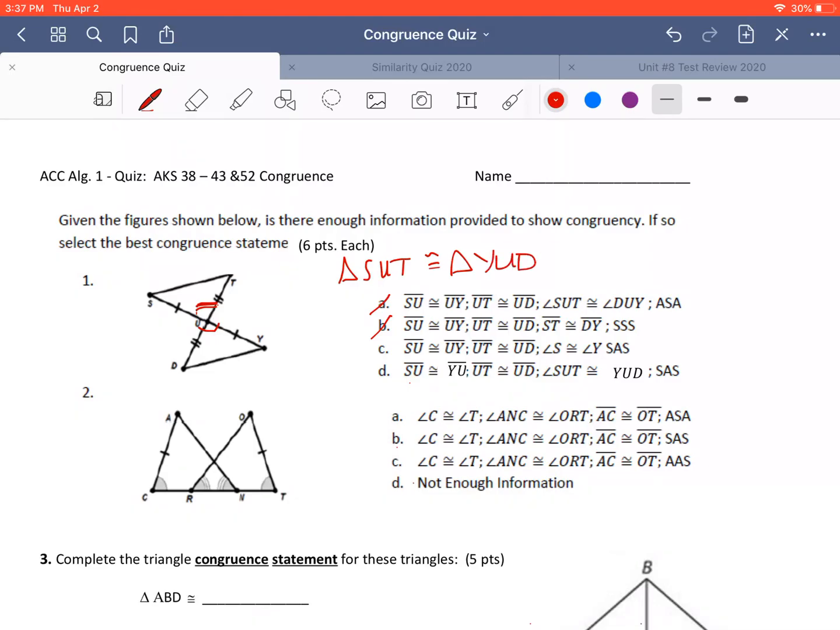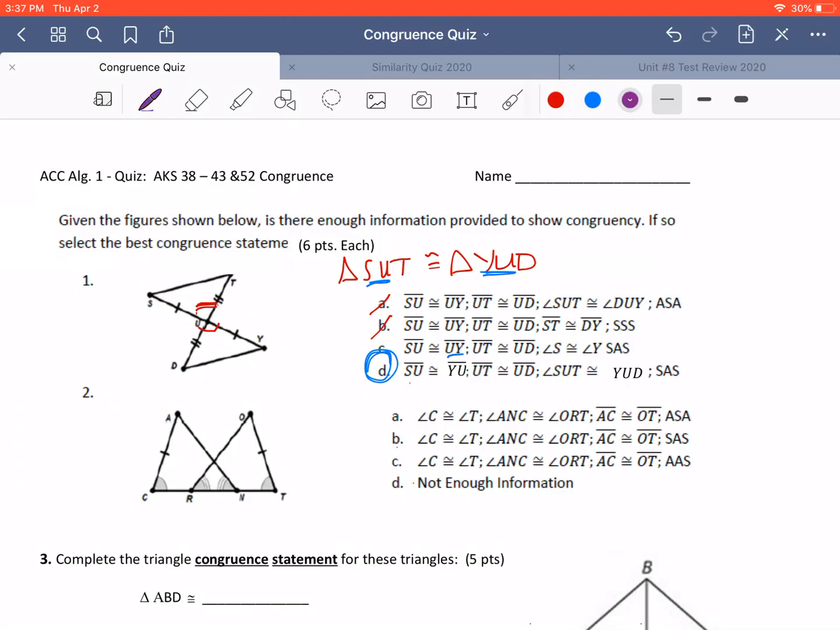So once I've written that statement, it makes it a lot easier for me, and I can decide between C and D. I can tell that answer C would be wrong because SU would be congruent to YU, not UY. So the answer must be D. Okay, let's look at number 2.